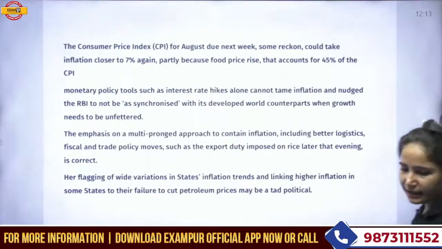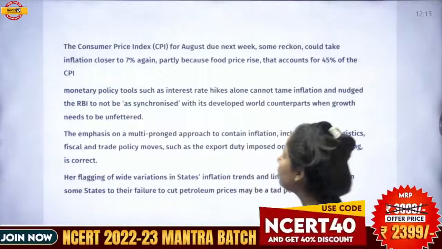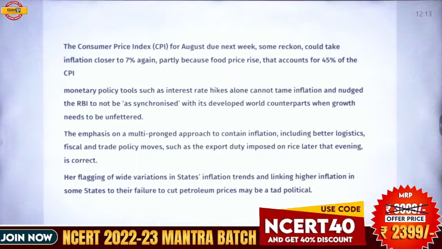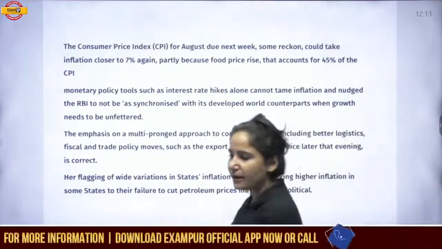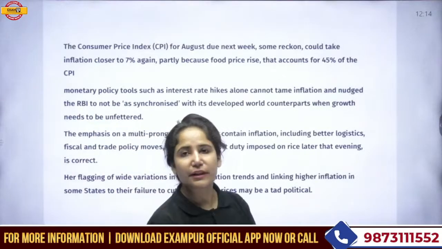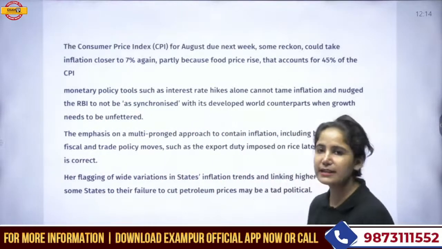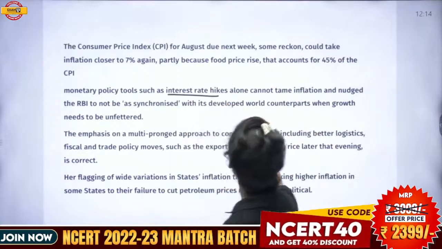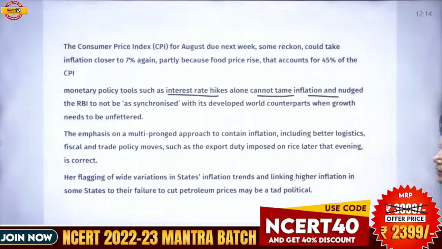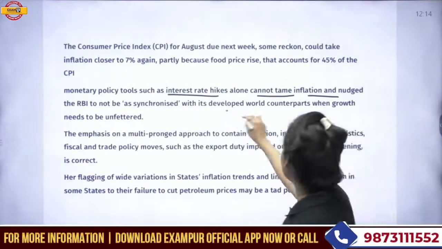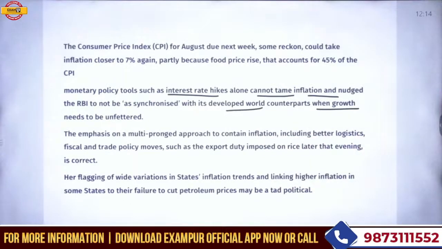If we are talking about the consumer price index, inflation is closer to 7% again because food prices rise. The majority part covered under the CPI is food, which covers a huge proportion of the CPI. And the monetary tool, which is all about interest rates, cannot tame the inflation. RBI need not be as synchronized with the developed world when growth needs to be unfettered.